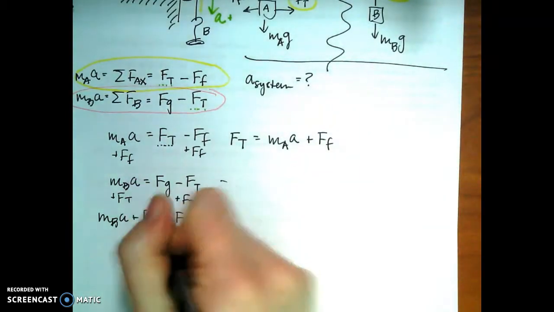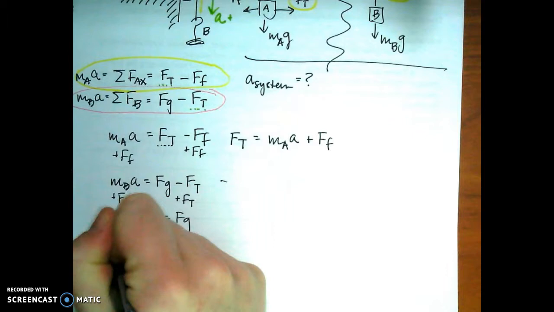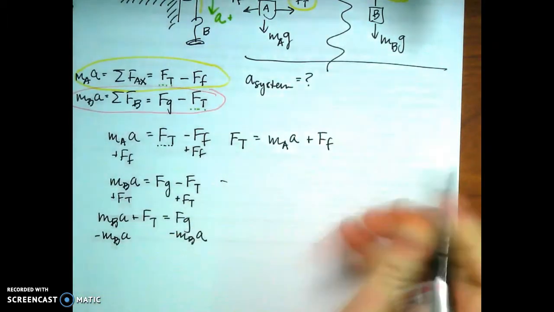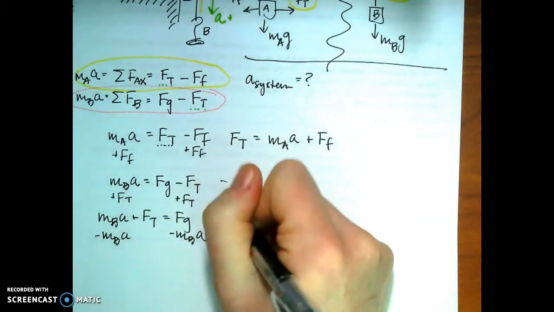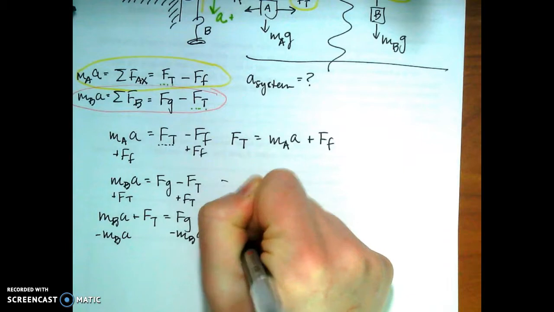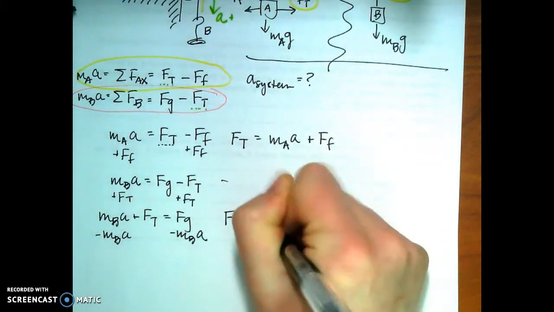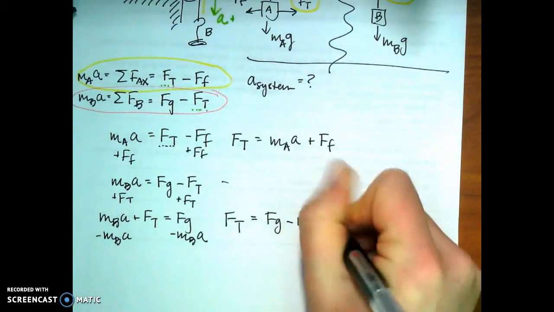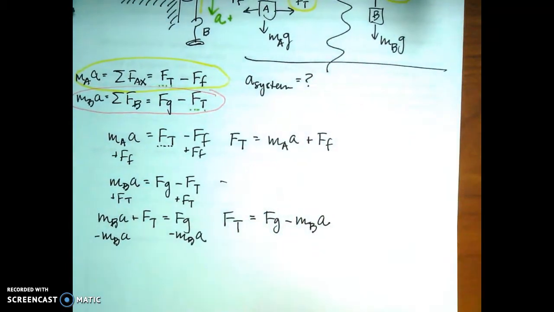And now I want to get rid of this mass of object B times acceleration from each side. So again, being laborious about my algebra, but that's so that I yield a second equation here for force of tension equals force of gravity minus mass of object B times the acceleration of the system.